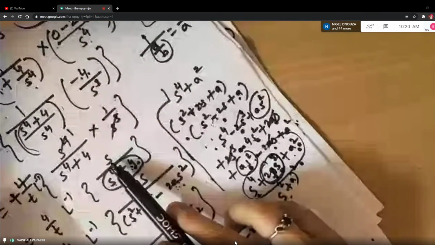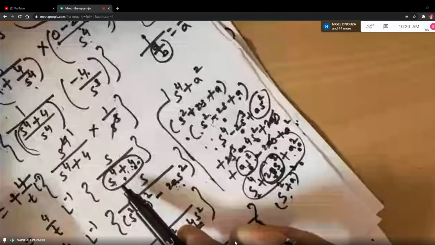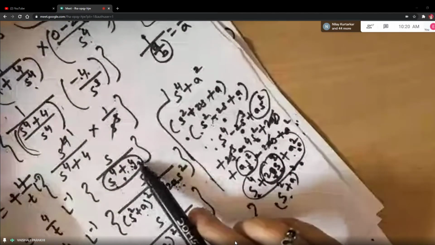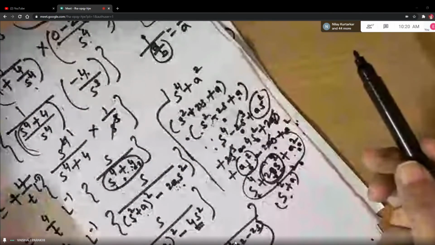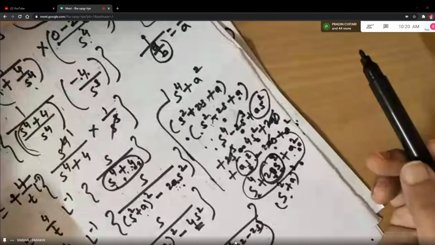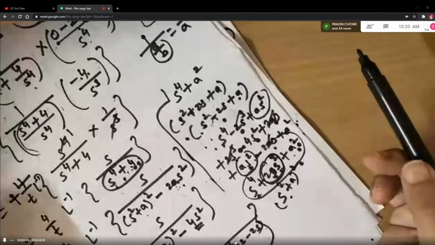Okay, so what will happen? It will be S cube upon S raised to 5 plus 4S, is it? Yes. Then can't you use partial fractions? Yes, but what will be the benefit?